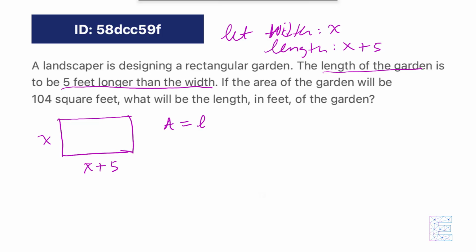We're given the area already. Remember, the area of a rectangle is length times width. So if we take the length times the width, which is x plus 5, the area given to us is 104. Now these are the makings of a quadratic equation.